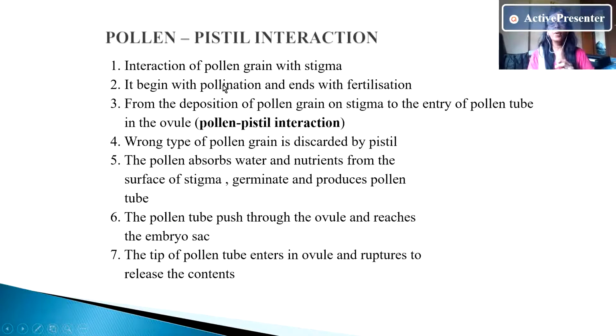It begins with the pollination and ends with the fertilization, from the deposition of pollen grain on stigma to the entry of pollen tube in the ovule. Any wrong type of pollen grain that comes is discarded by the pistil. The pollen absorbs water and nutrients from the surface of the stigma, germinates and produces a pollen tube. The pollen tube pushes through to the ovule and reaches the embryo sac. The tip of the pollen tube enters the ovule and ruptures to release the contents.